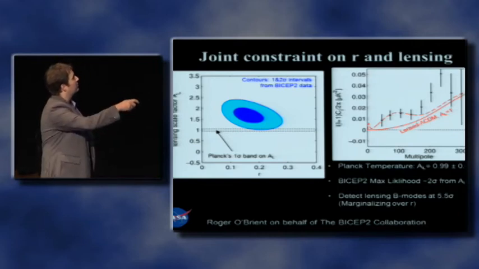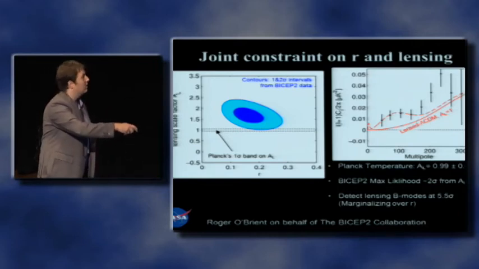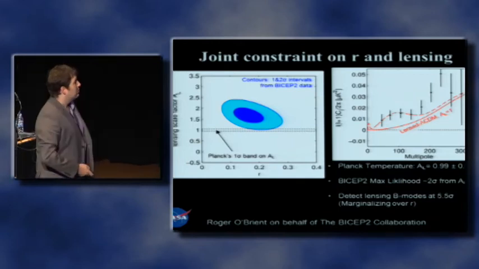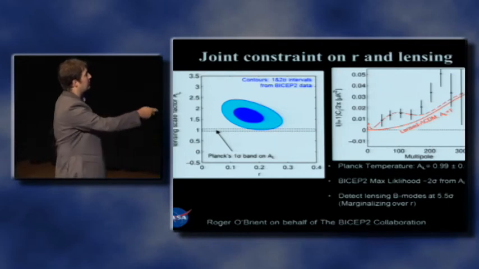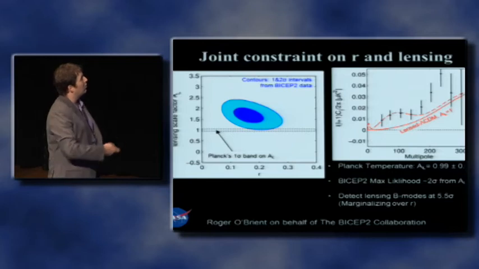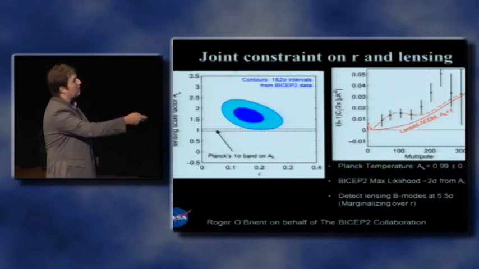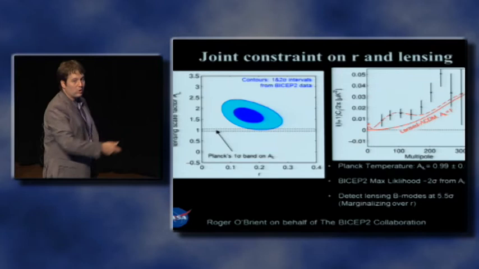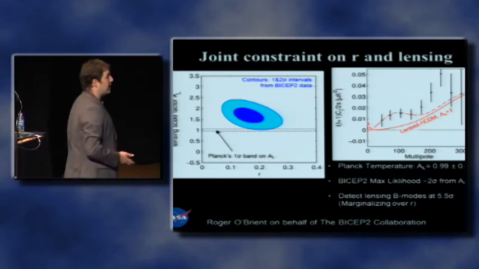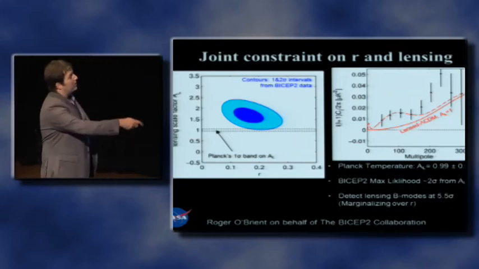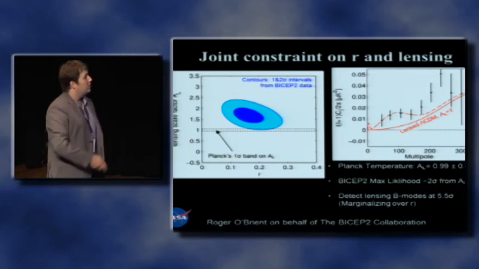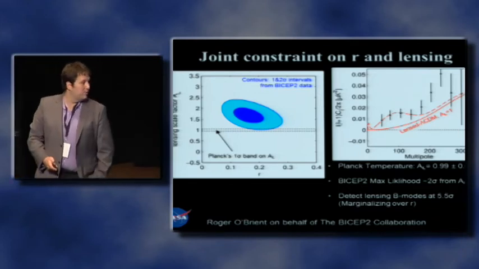This is a confidence contours of A sub L, the lensing amplitude, versus r. This amplitude here, by convention, should be unity for lambda CDM cosmology. And indeed, Planck, using temperature data and other sets, have constrained this to be about unity. We see it as well through polarization, although you can see that it's scattered a bit high here, and it's driven by these points here. These are what we regard as basically statistical fluctuations. And in fact, we don't see it in the modern data sets that we're getting out of Keck Array. But nonetheless, they drive it high, 2 sigma-ish. If you marginalize over r, we detect lensing at 5.5 sigma.